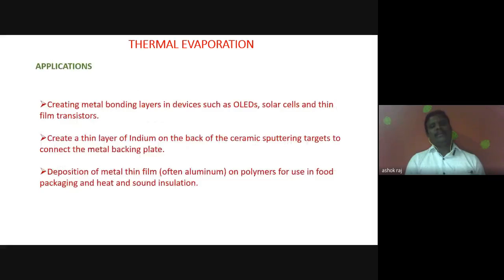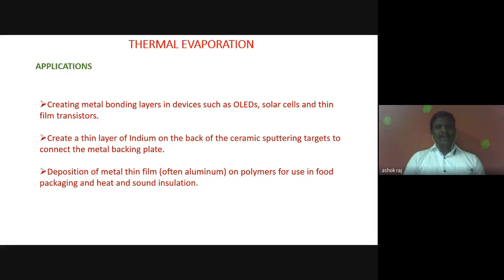Okay, the thermal evaporation method has so many applications, but I listed three only here. The first one is we can create the metal bonding layers in devices such as OLEDs, solar cells, and thin film transistors, and we can create the metal backing plates also. And using the thermal evaporation method, we can produce aluminum sheets. Here, the aluminum material is coated on the polymer. As a result, we have the cheapest aluminized sheets. These aluminized sheets are used for packaging of food, decorating the food, or heat and sound insulation.